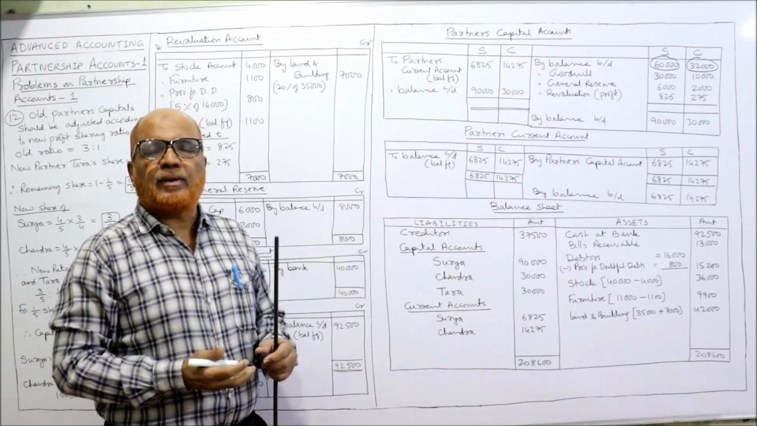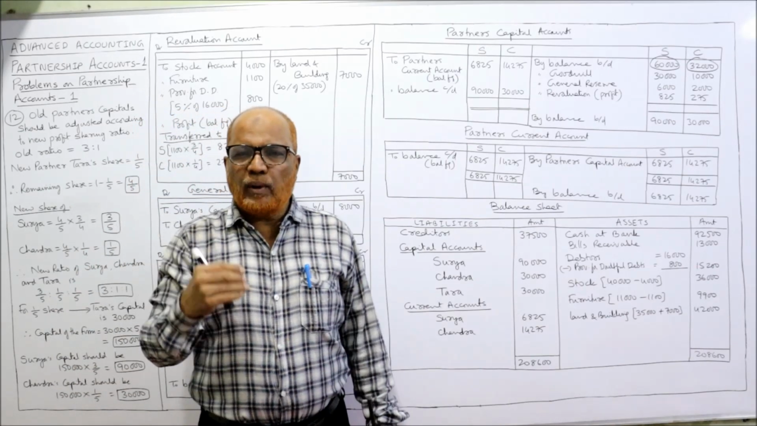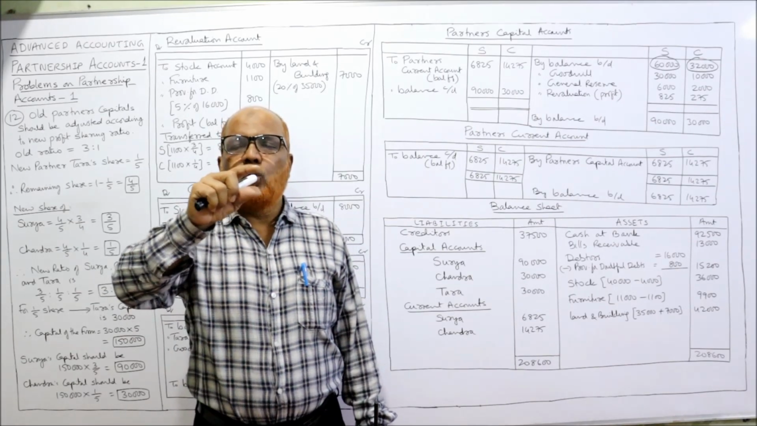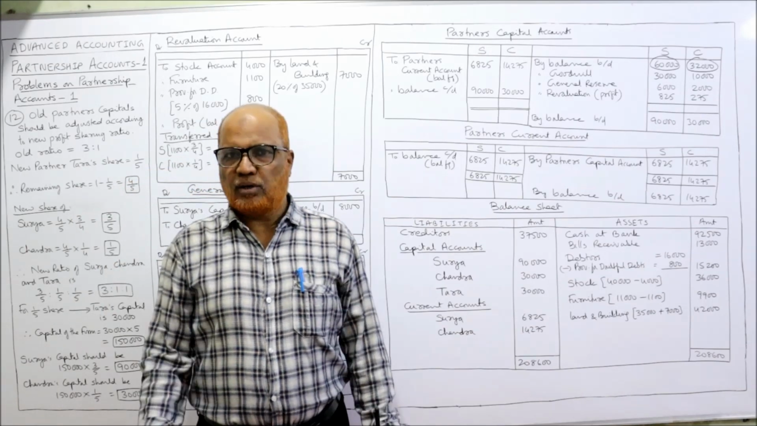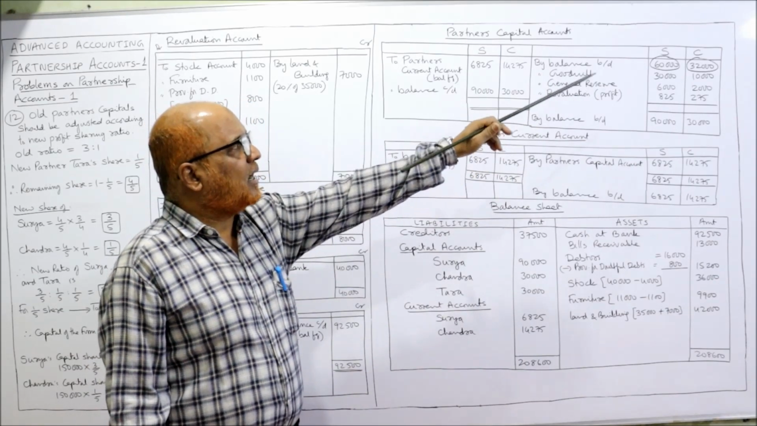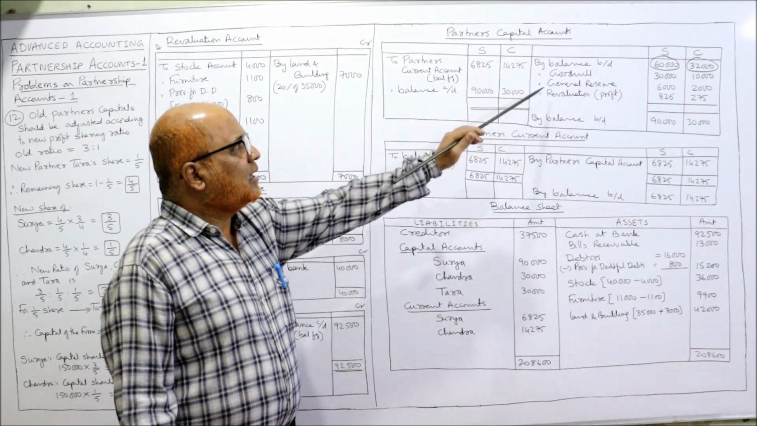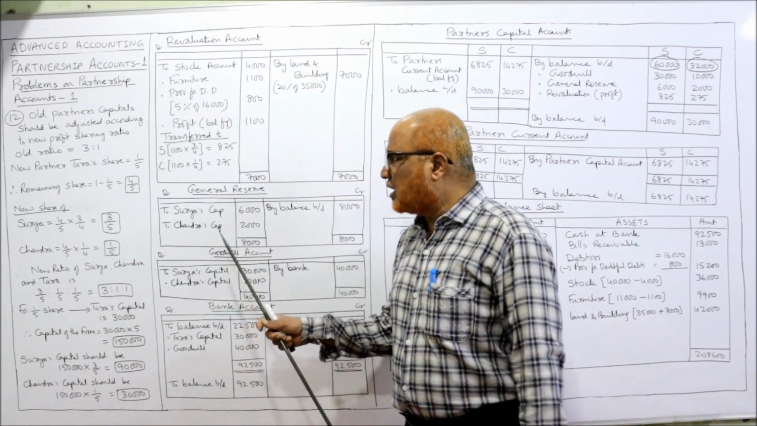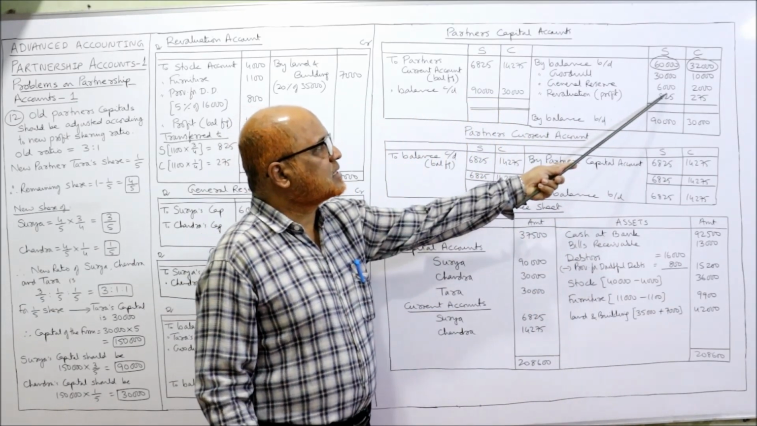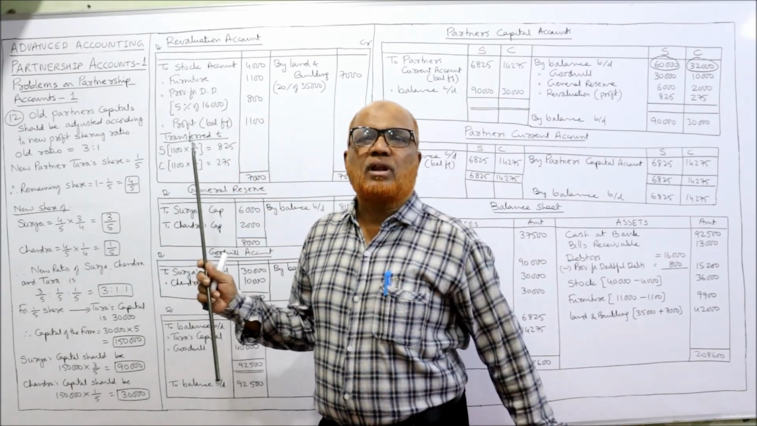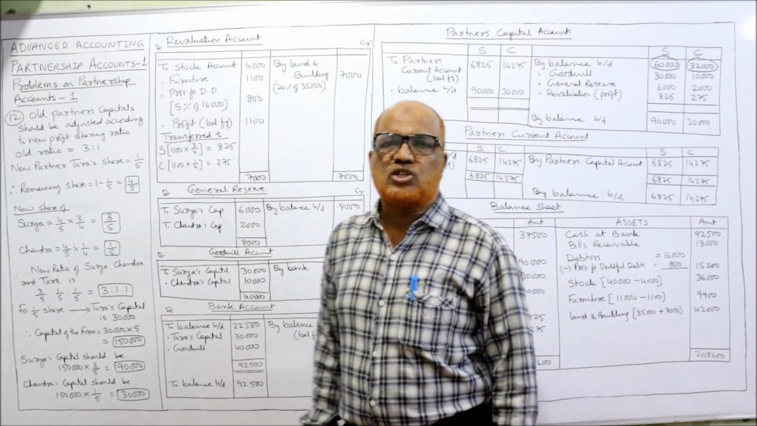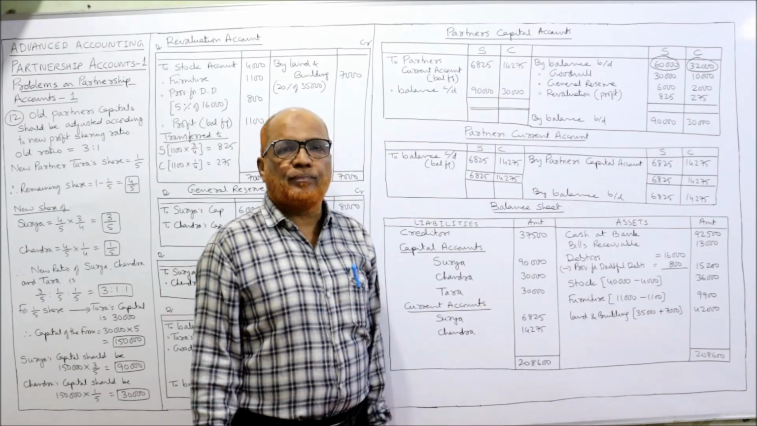Right? Now apart from that, the goodwill. When goodwill is received and shared by the old partners, the entry will be goodwill account debit, old partners' capital account credit. So on the credit side, goodwill: 30,000 to Surya and 10,000 to Chandra. Then general reserve. Already general reserve is shared by the partners: Surya 6,000, Chandra 2,000. Apart from that, profit on revaluation: 825 Surya and 275 Chandra. That's all.